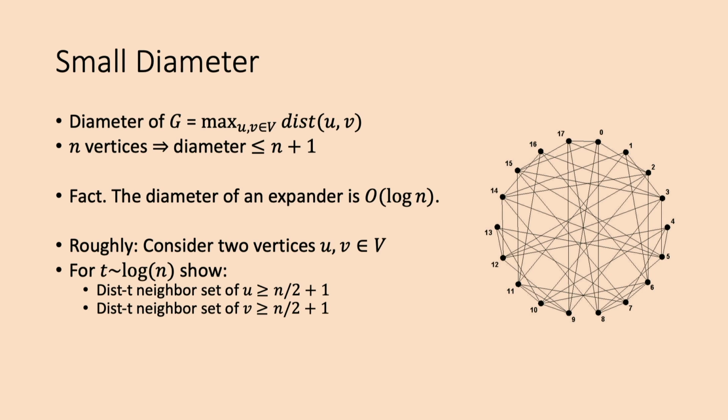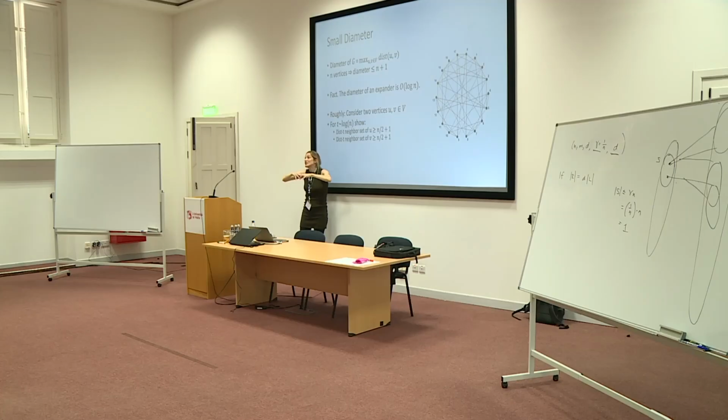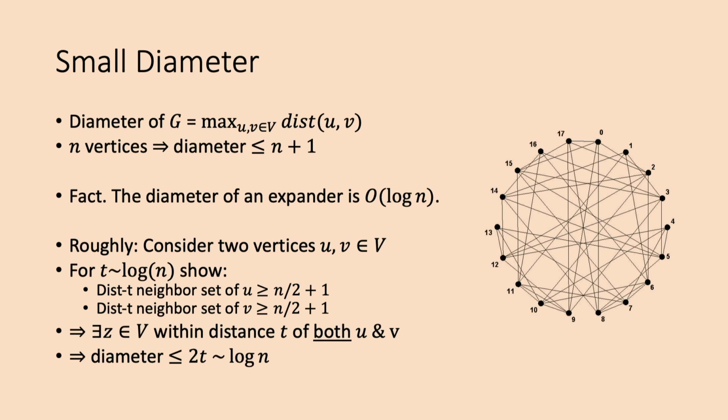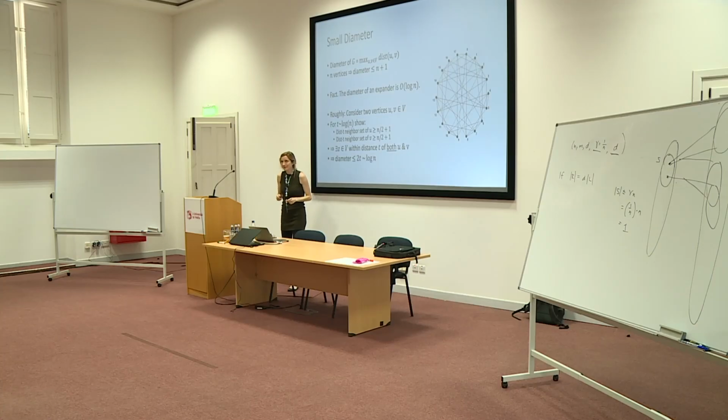Remember, I'm strictly bigger in each of these than n over 2. That means that these sets have to have an intersecting point. And that means that to get from u to v, in the worst case, I travel t steps. Now this point is also distance t from the other one. Okay? Sorry, this is correct, which means that the diameter, maybe it's times 2 or whatever, but this is still going to be order log n.